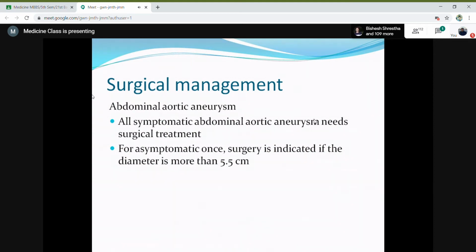For the patient who has abdominal aortic aneurysm, if the patient has symptoms, all the patients with abdominal aortic aneurysm with symptoms should be surgically treated. And for the patient who is asymptomatic, surgery is only indicated if the diameter of the abdominal aorta is more than 5.5 centimeters.